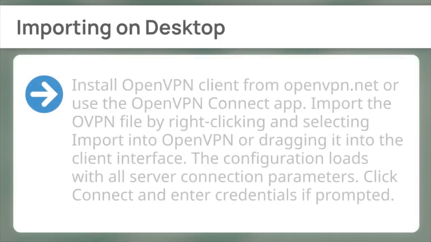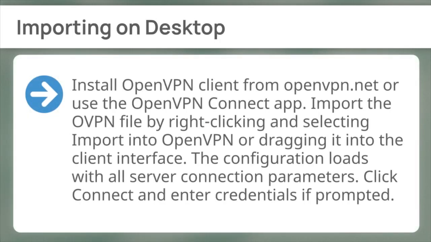First, importing on desktop. Install OpenVPN client from openvpn.net or use the OpenVPN Connect app. Import the OVPN file by right-clicking and selecting Import into OpenVPN or dragging it into the client interface. The configuration loads with all server connection parameters. Click Connect and enter credentials if prompted.